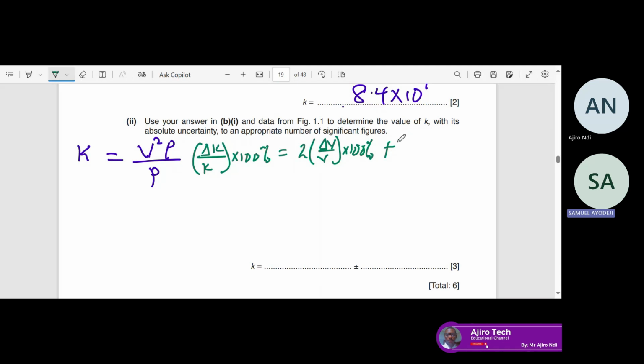You must be able to get all these things. So the uncertainty in density over density times one, I can't see. Hundred percent. Oh, I don't know what's happening.